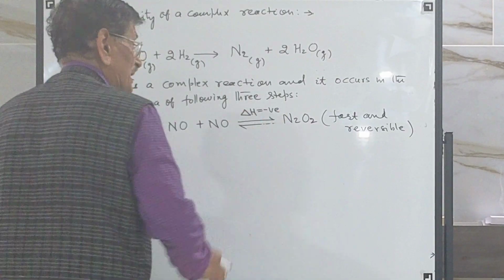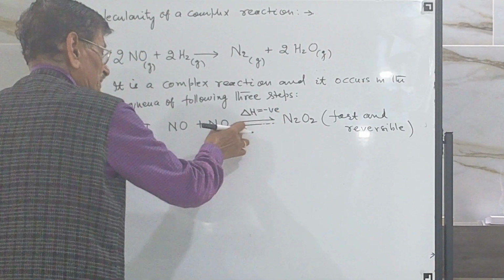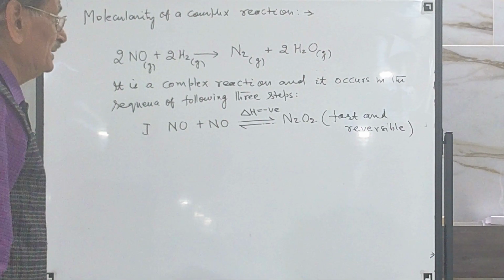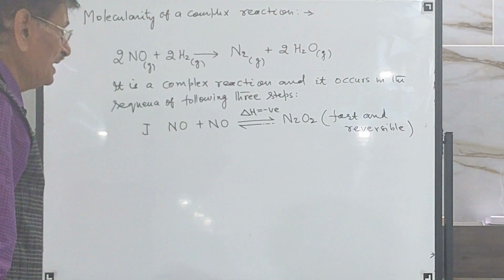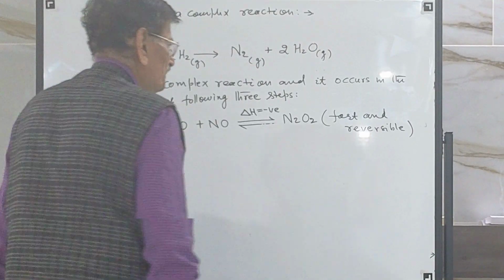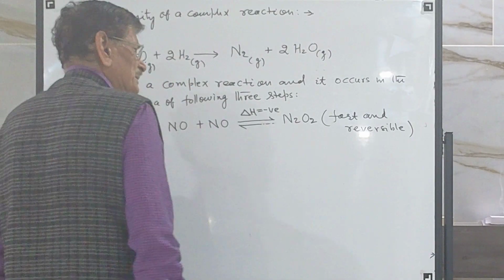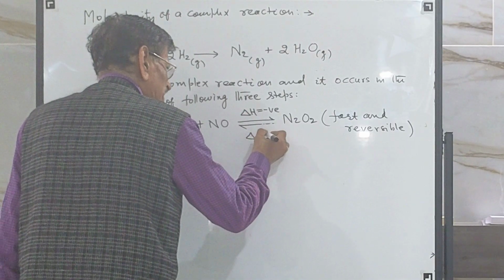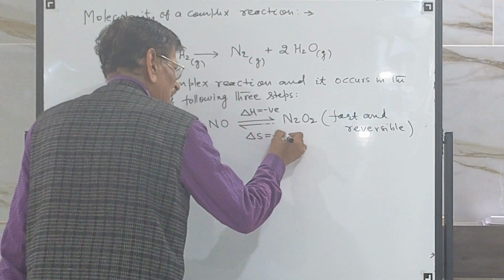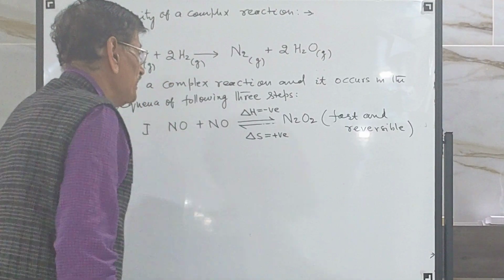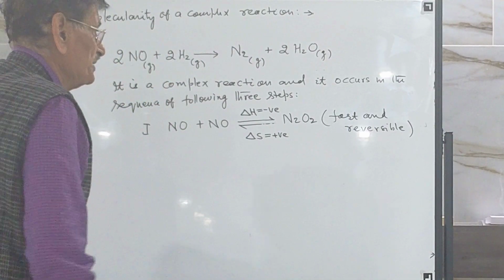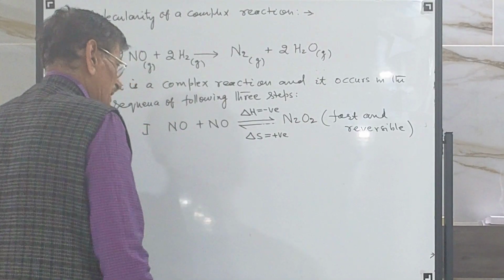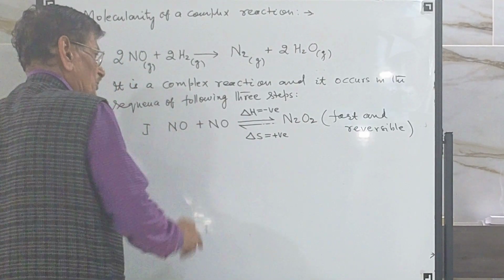Along the backward reaction, delta H will be positive. Then why does this reaction take place? This reaction takes place because in this direction, delta S, the change in entropy, is positive. There is an increase in entropy of the system. Why does entropy increase? Because when one molecule breaks, two molecules of NO are formed.